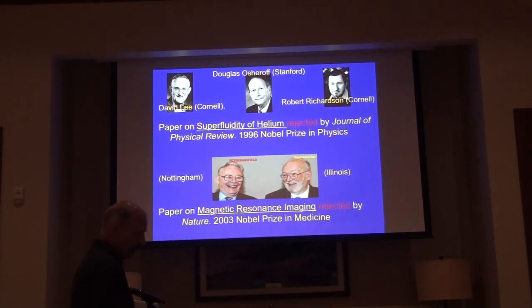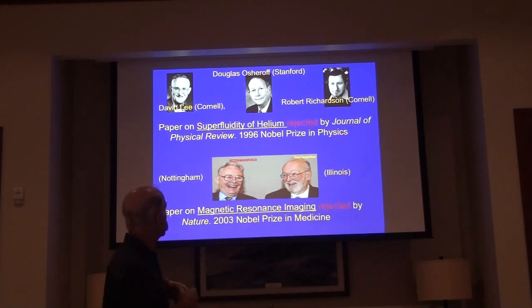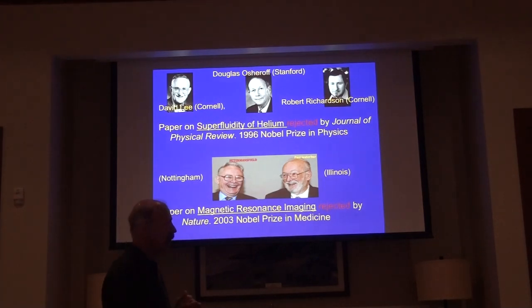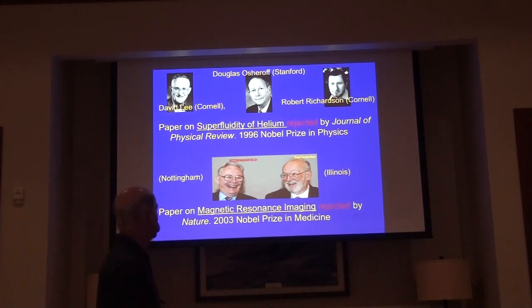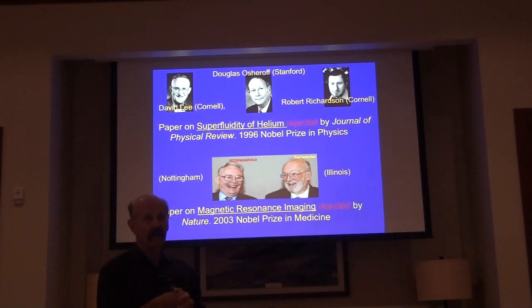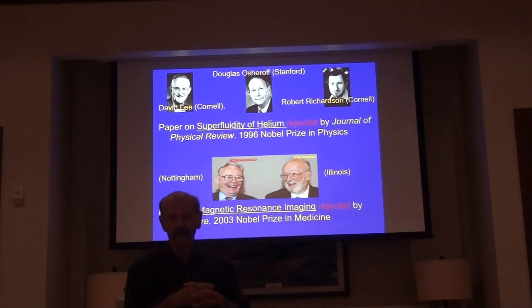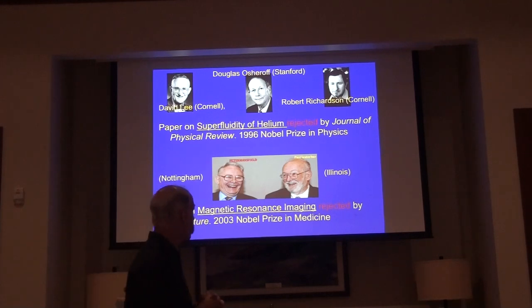Okay, just a couple of other types of failures, you would say, but not really an error. These authors at the top from Stanford and Cornell submitted a paper on the superfluidity of helium. It was rejected by the journal Physical Review, and they ended up winning the Nobel Prize on this subject area. And similarly, the paper by Peter Mansfield and Paul Lauterbur was rejected by Nature, and that was on magnetic resonance imaging. And Lauterbur said, you know, people were telling me I couldn't do it when I was actually doing it. He was very frustrated by this, and they ended up getting a Nobel Prize.